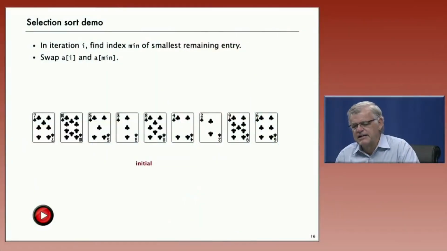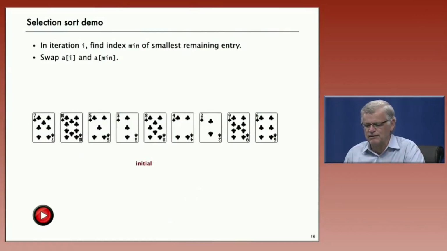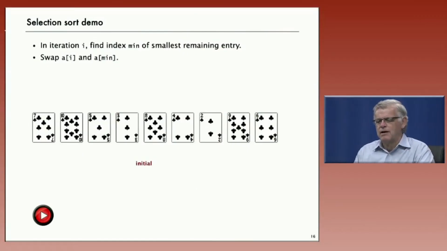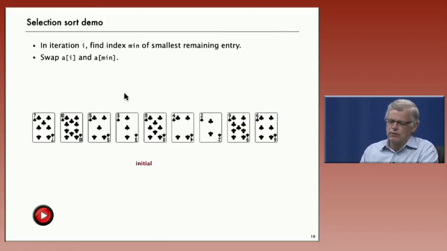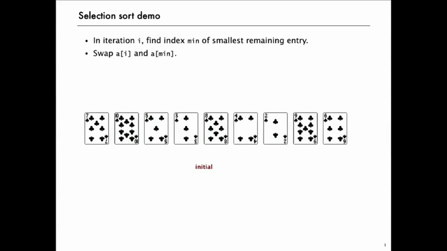The first elementary sorting method that we're going to take a look at is an easy method known as selection sort. The idea of selection sort is to start out with an unsorted array, and we'll use these playing cards as an example. In the ith iteration, we go through the array to try to find the smallest remaining entry. In this case, the 2 is the smallest remaining entry. And then we'll swap that with the first entry in the array, and then we know we've got one step done. Selection sort is based on iterating that idea.